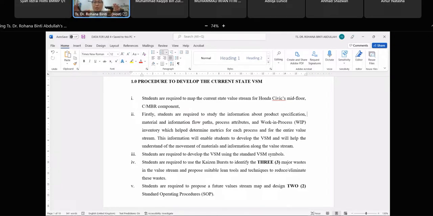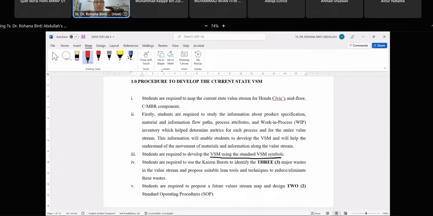So when you make your value stream map, if you really do it together, you will understand how to use information flow, how to use material flow, and how to develop the value stream map using the information provided to you. Okay? So you are required to develop the VSM using the standard VSM symbols. And then you are required to use the Kaizen burst to identify 3 major wastes in the value stream map and propose suitable lean tools and techniques to reduce and eliminate these wastes. Meaning here you make the current state VSM, here you make the future state VSM. This is what is required of you.